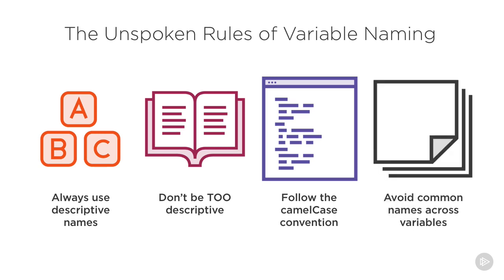Final rule, avoid common names across variables. This means having separate variables called lead1, lead2, lead3, and so on. It's impossible for someone to distinguish the purpose of lead1 versus lead2. Remember, the goal is to make your code easier to read, not harder. Please, please, please follow these 4 rules, as the Senior Programming Committee for Good and Descriptive Names of Variables is not a forgiving group of people.